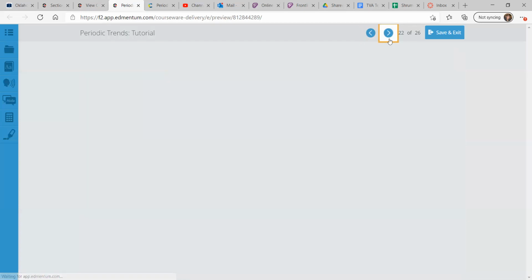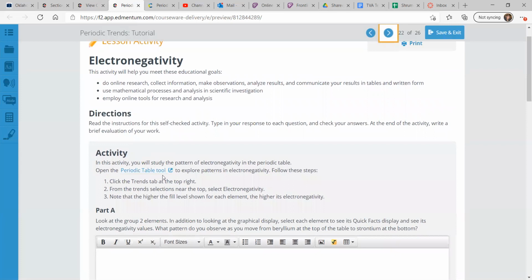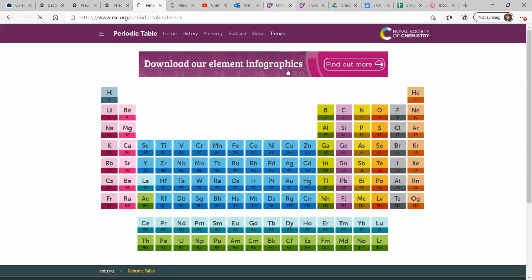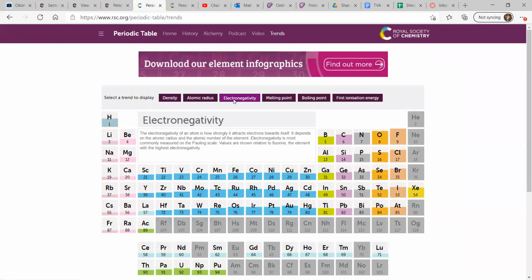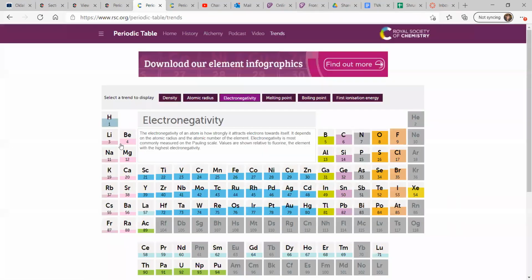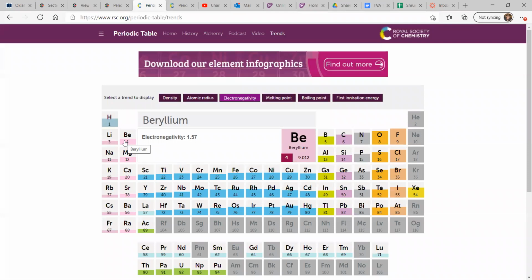Oops, wrong way. So now we have the trends again, and we're going to look at electronegativity. We're going to look at group 2 this time. What pattern do you observe as you move from beryllium at the top to strontium at the bottom? Here we have 1.57, 1.3, 1, 0.95, 0.89, 0.9.